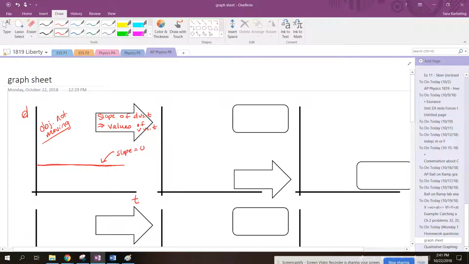If the slope of this is 0, that means the values for the velocity versus time graph are going to be 0. Talk about an unexciting graph. Pretty boring. If the velocity is 0 the entire time, is the object accelerating, ladies and gentlemen? No. So we can draw that acceleration versus time graph. That's pretty darn easy.